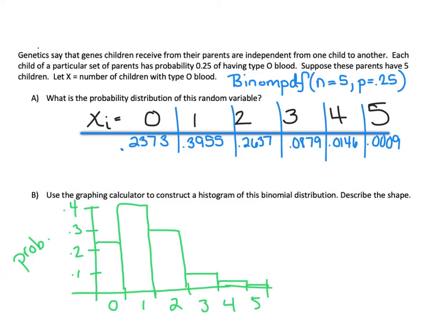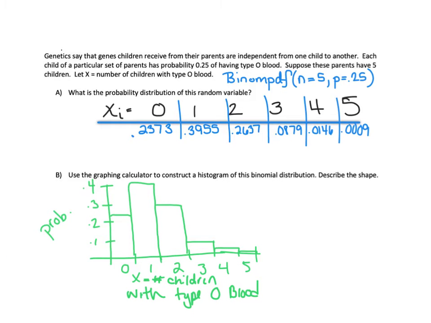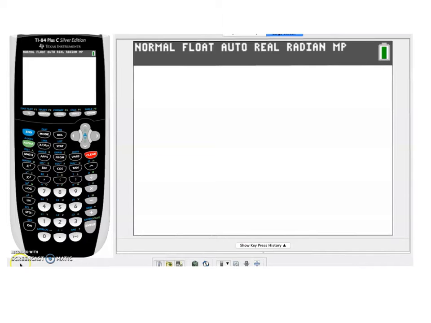So there's a quick look at how to make it by hand. I should label my random variable down here as x is number of children with type O blood. So if I were to describe the shape, I would say a right skewed shape, and it's got a single peak.